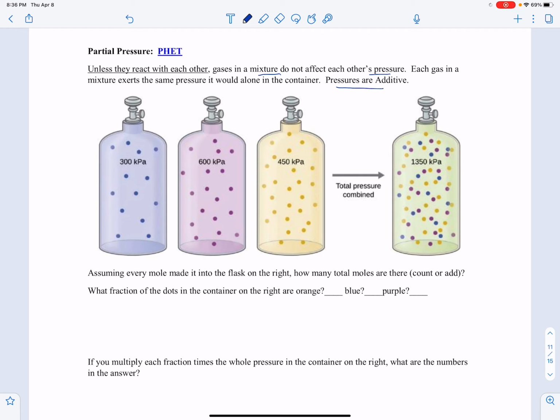So we're going to assume that those little dots are moles, and we're going to assume that every one of the dots really did make it into this container over here. So we're going to double check how many moles are in each flask. I'll pause, or you pause the video, and count the different numbers of dots. All right, I get 27.